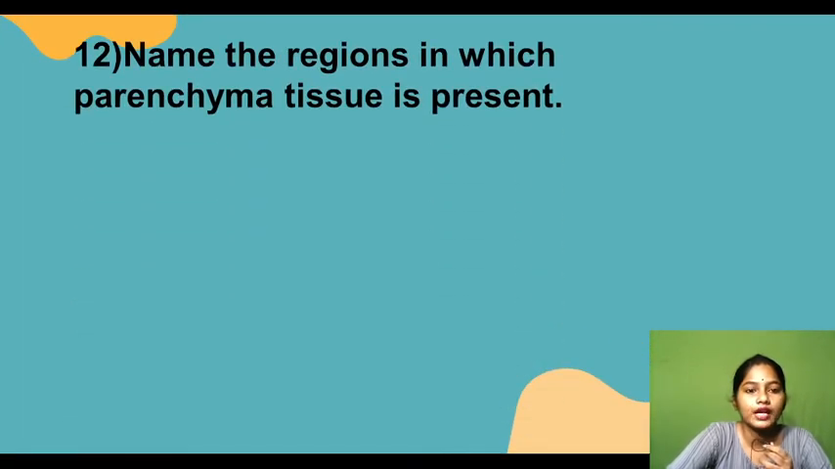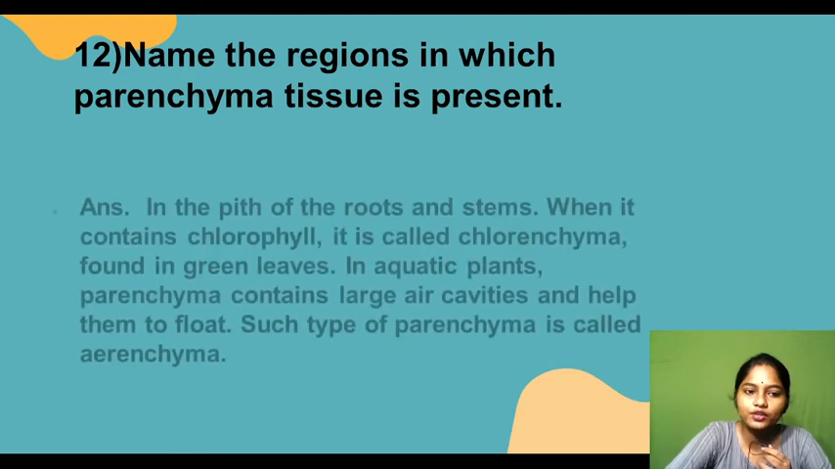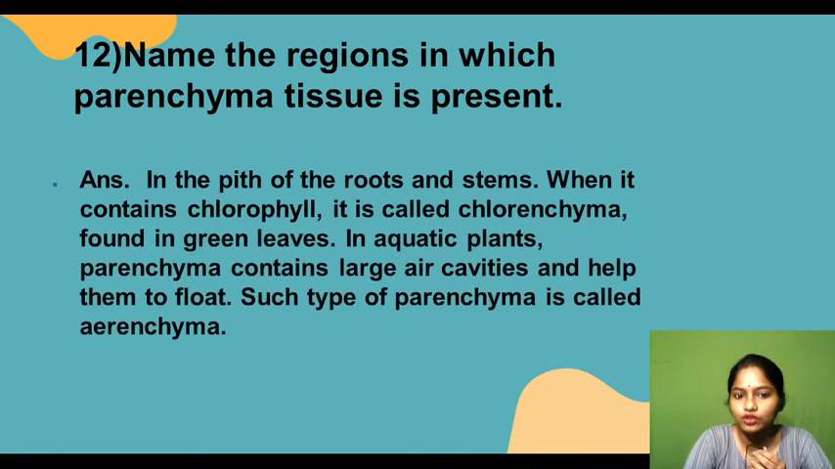Now name the regions in which parenchyma tissue is present. Can you name? See, in the pith of the roots and stem, when it contains chlorophyll, if the parenchyma is having chlorophyll, we will call it chlorenchyma, and which is found in the green leaves. But in aquatic plants, see, they are very light, right? Because they have air cavities, large air cavities which help them to float. So these parenchyma cells which have air cavities in them, they are called as arenchyma. Yeah.